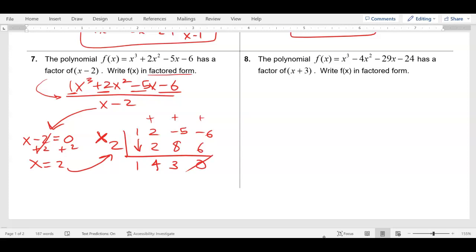Okay. So the highest power is 3. This is going to be squared. 1x squared. So I'm just going to put x squared plus 4x plus 3. Okay.